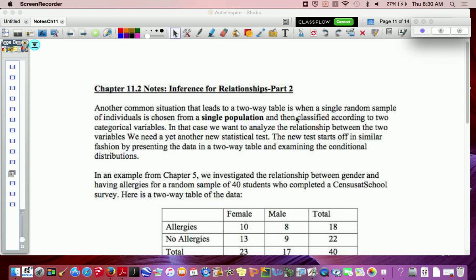Take a look at the second part of 11.2 dealing with the chi-squared test. The last test that we want to talk about with chi-squared is called the chi-squared test of independence.